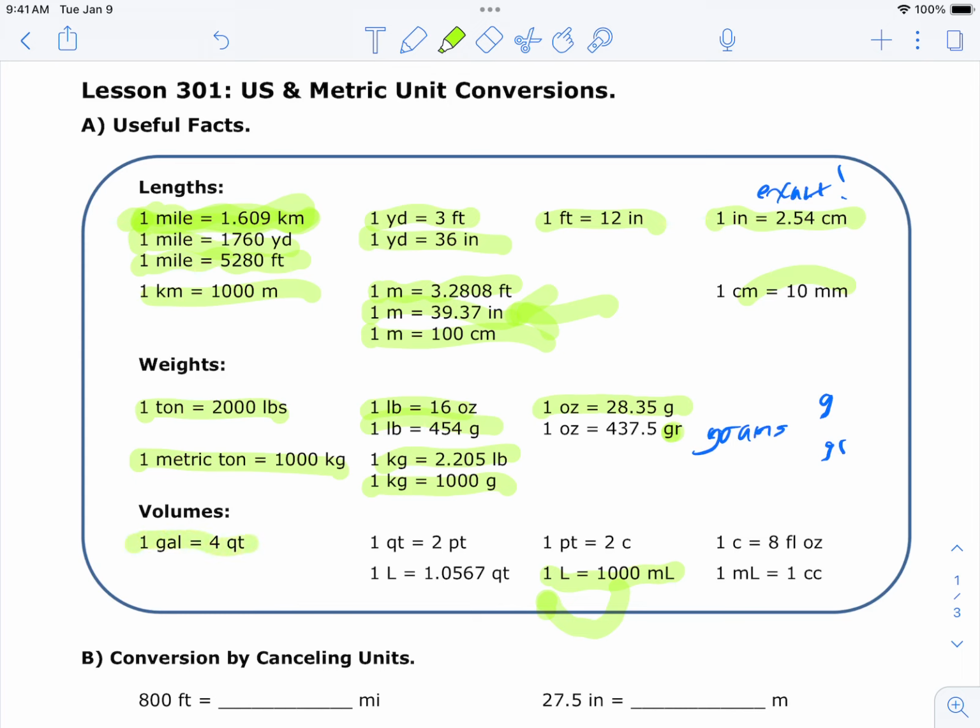Did you know a gallon is 4 quarts, and that a quart is 2 pints, and that a pint is 2 cups, and that a cup is 8 ounces, 8 fluid ounces. Fluid ounces are different than weight ounces. A liter is about 1.05 quarts. That's a good one to know.